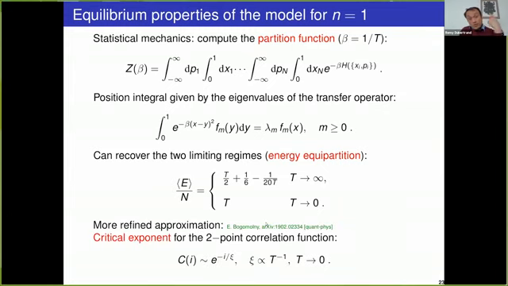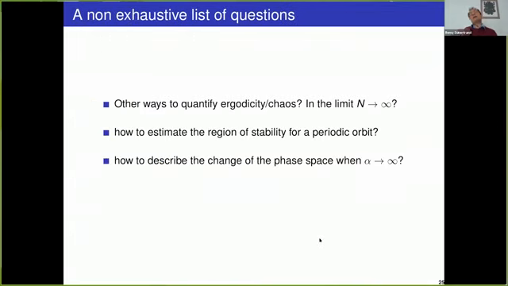We can go even a bit further by using a more refined approximation and evaluate the critical exponent for the two-point correlation I was showing to you before. So this -1 here can be more technically proved. And this brings me to the final discussion and conclusion.